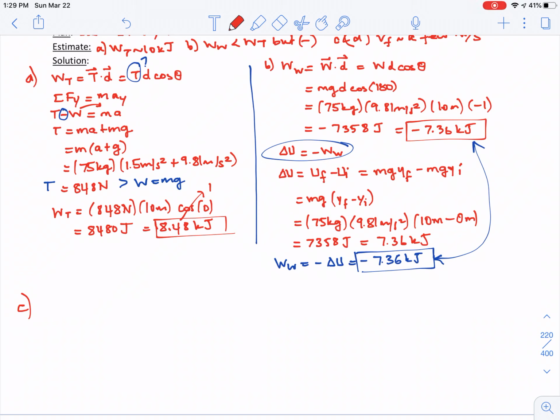Okay, next step is to find the final velocity at 10 meters. And again, we are going to use the energy conservation method first. For the energy conservation method, we are just going to write down what the equation is. And this is a little different than what the equation sheet shows.